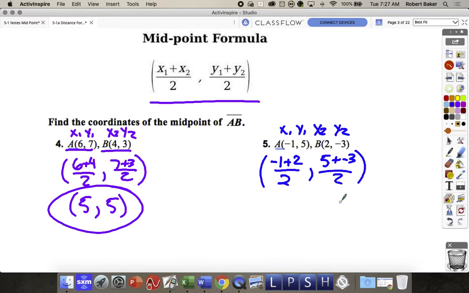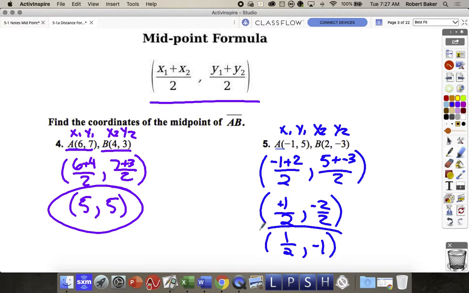So -1 plus 2 is +1. 5 plus -3 is -2. And we can clean this up just a little more by saying 1/2, comma -1. And it is acceptable to have fractions as your midpoint answers. So all we're doing is calculating the point exactly between 2 points, or the midpoint between 2 points.